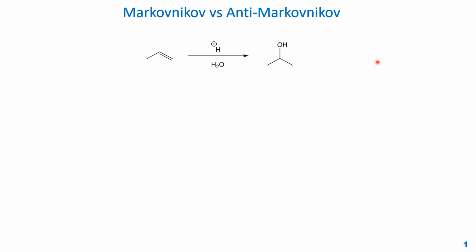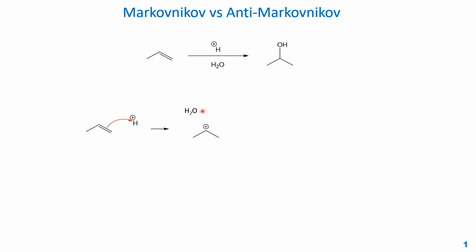Let's look at the mechanism of this reaction. The first step is the protonation. This is a proton because this is acidic condition, so that's acid. Then the pi electron from this alkene will attack this proton. That's called a protonation. This carbon with more hydrogens will take this proton, so this carbon will be the positive charge. That carbocation will be attacked by the nucleophile, the water.